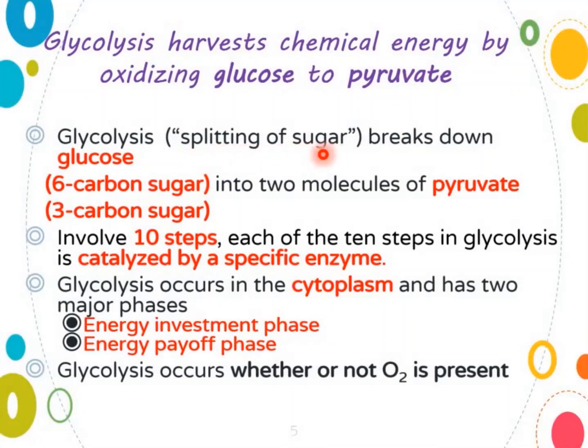Glycolysis means breakdown of sugar or glucose. Glucose is a 6-carbon sugar which breaks down into pyruvate, which is a 3-carbon sugar. There are a total of 10 steps in glycolysis. Each of the steps is also catalyzed by specific enzymes. As I mentioned in the previous slide, glycolysis occurs in the cytoplasm, and glycolysis can be classified into 2 major phases, such as energy investment phase and energy payoff phase. Energy investment phase starts from step 1 until 5. Energy payoff phase starts from step 6 until step 10. Glycolysis can occur with or without the presence of oxygen.